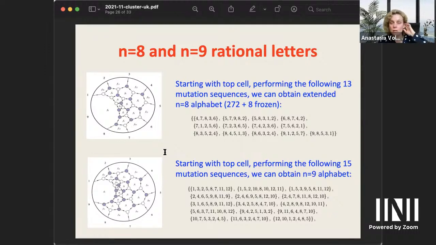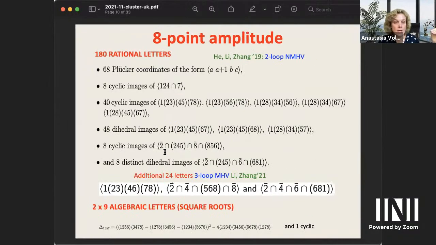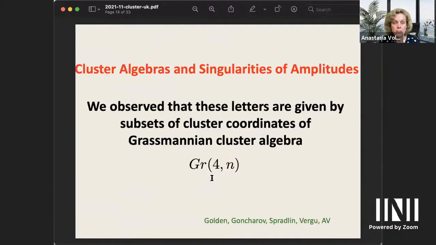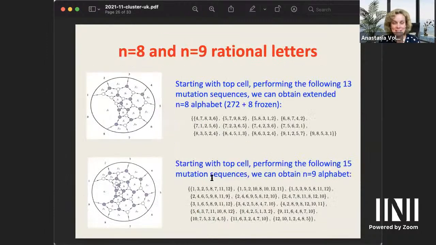You asked about more and more letters. This gives 280. If I look here, I had 180, so there are extra letters, and the extra letters contain this 24. The conjecture that everybody thinks is true at the moment, unless a counterexample is given, is that the n equals 8 alphabet letters are all given by this 280. The same thing for 9: there we had to do the following 15 mutation sequences to obtain the letters.